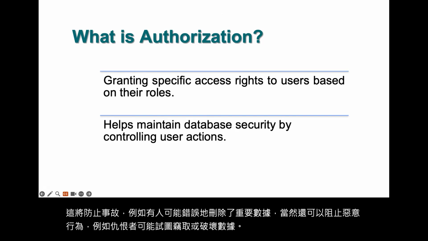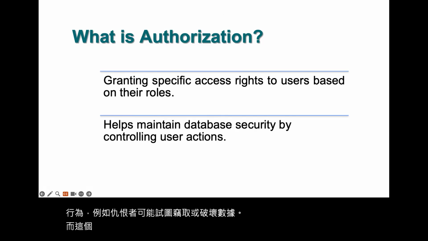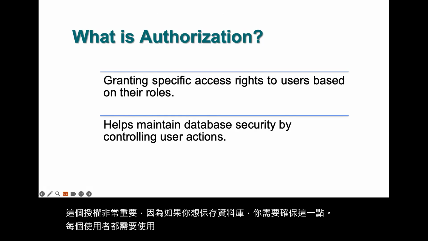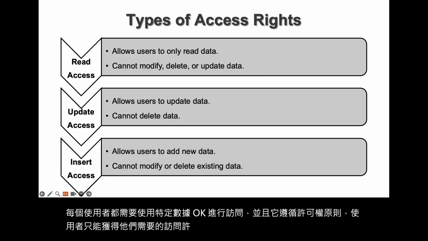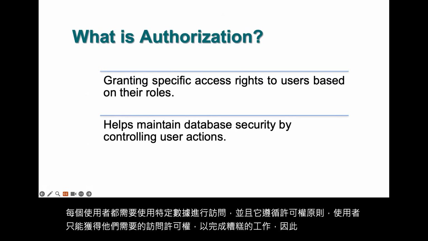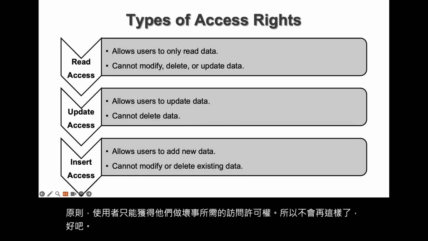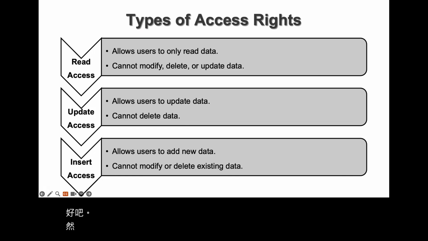And this authorization is very important because if you want the database to be safe, you need to ensure that each user only accesses the particular data they need. It follows the principle of least privilege, where users only get the access they need to do their job, not more than that. And then there are some types of access rights.